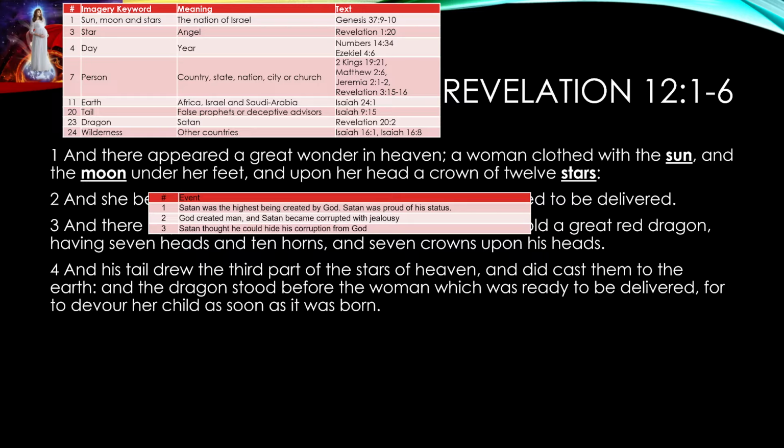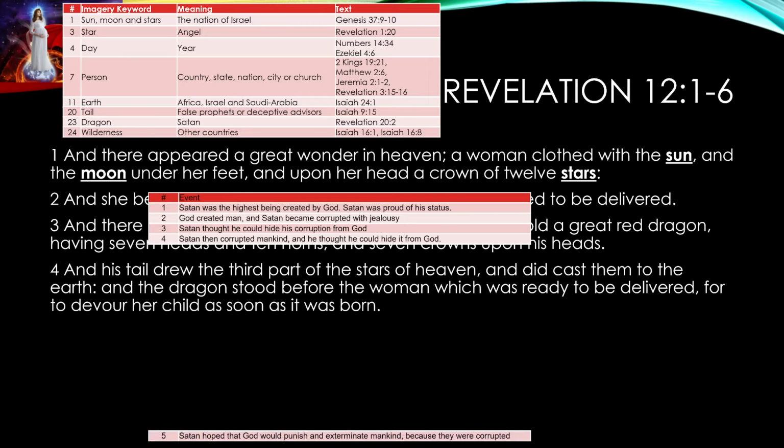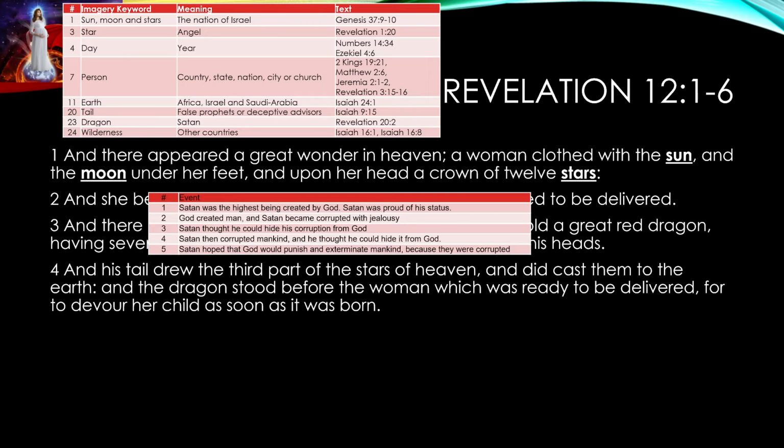Satan thought he was smarter than God, and that he could hide his corruption from God. Satan then corrupted mankind, to disobey the commands of God. He thought that God would never know, but God always knew. Satan thought that God would exterminate mankind. But it did not happen according to Satan's plan. God did punish mankind, but in His grace, God made a promise of salvation for mankind.